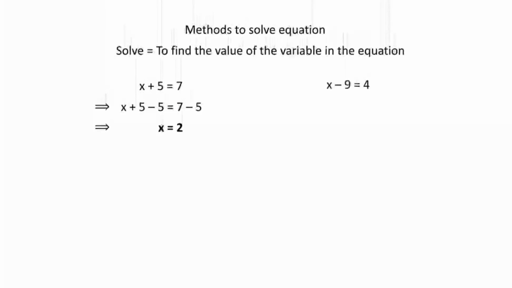Similarly, if we have x minus 9 equals 4, here minus 9 is attached with the left hand side expression. So in order to remove this minus 9, we will add 9 so that we get x minus 9 plus 9, and similarly we do exactly the same thing with the right hand side. So it becomes 4 plus 9. Minus 9 plus 9 cancels and 4 plus 9 gives us x equals 13, which is the required answer.